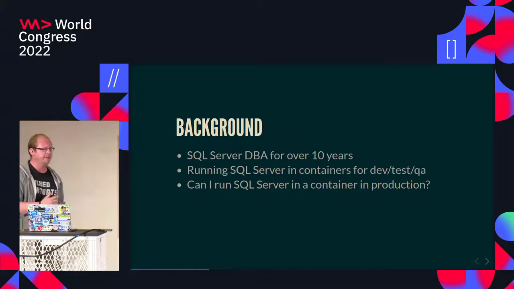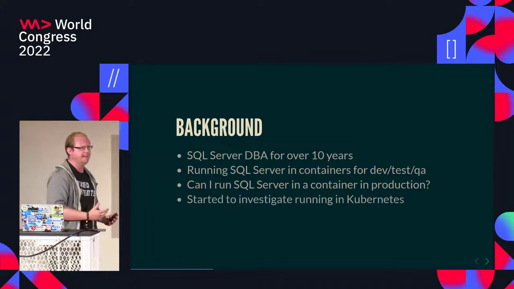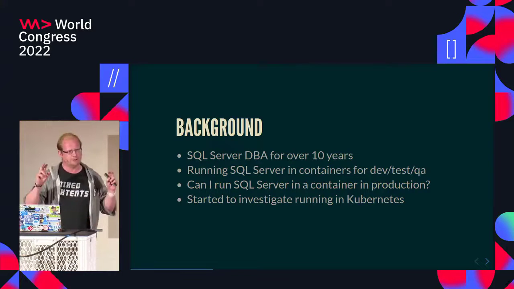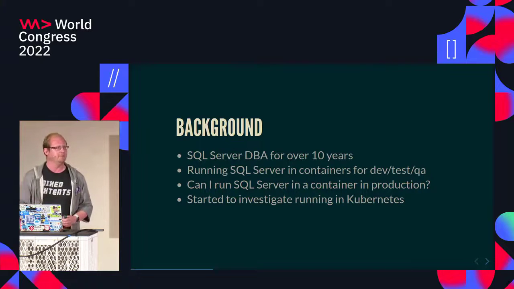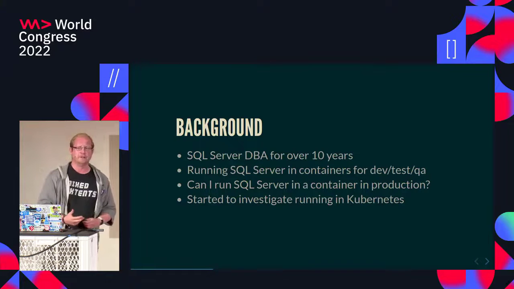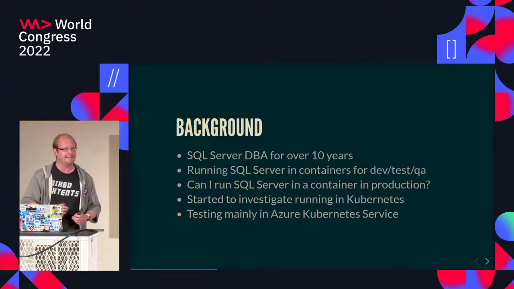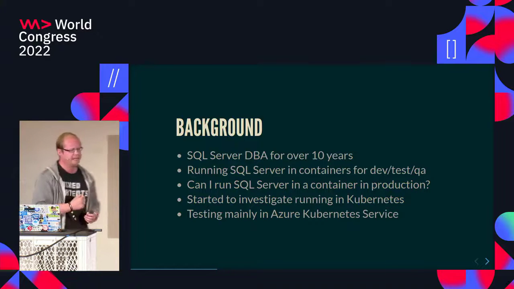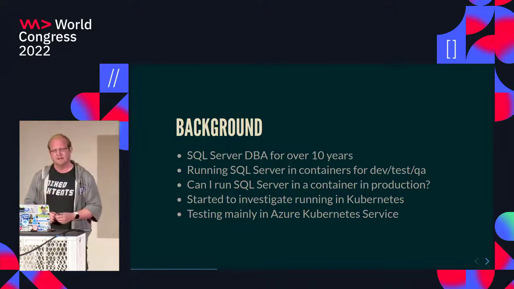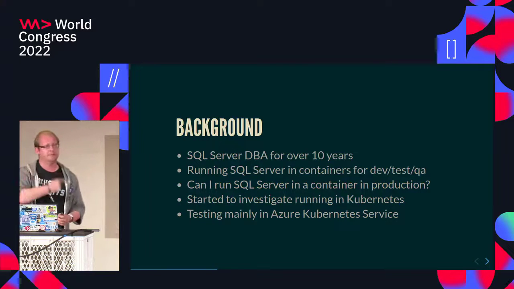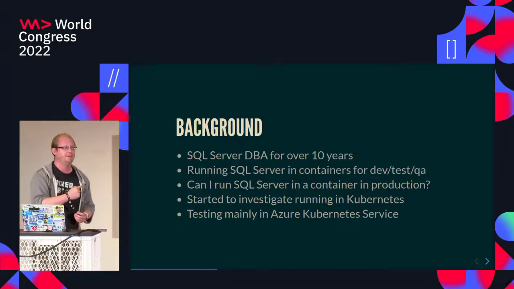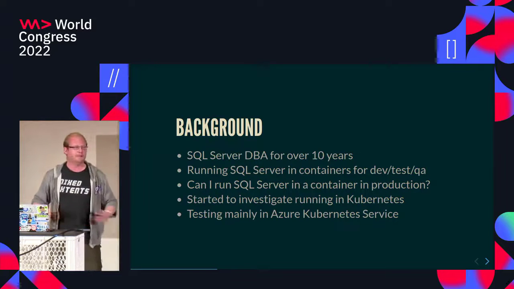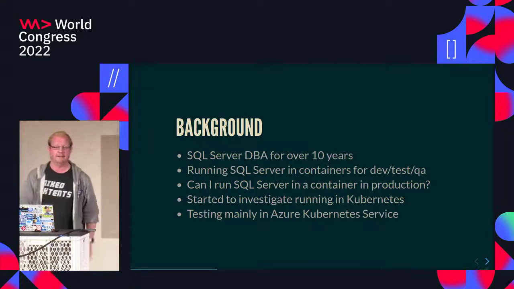I started playing around with it, and really it was starting to investigate running in Kubernetes. I did have a look at Docker Swarm at one point, but Kubernetes really did win the orchestration wars, as it were. It was the main player there. So that's what I've been working with, mainly testing in Azure Kubernetes Service. I've used Amazon's offering, EKS, a few times as well. I haven't played around much with Google's one. I have built my own Kubernetes clusters. If you want to get Kubernetes up and running on a Raspberry Pi, check out my blog, which takes you through it step by step.